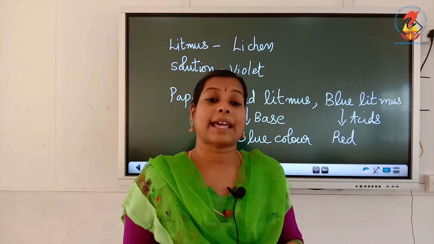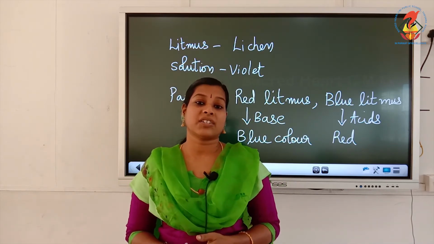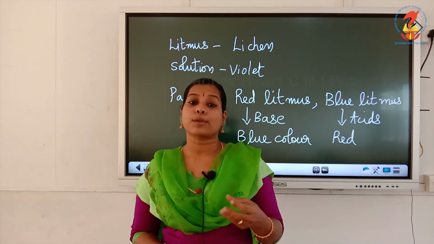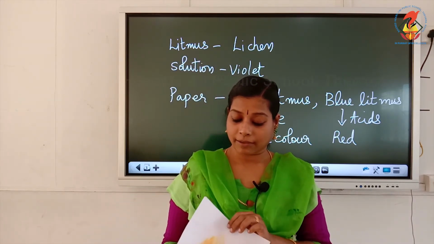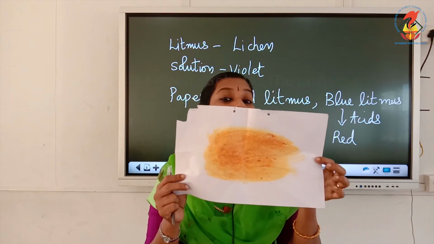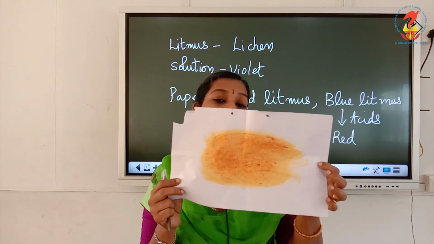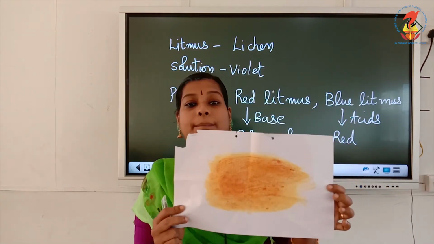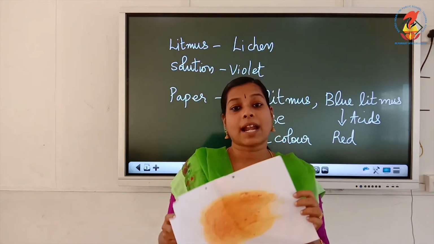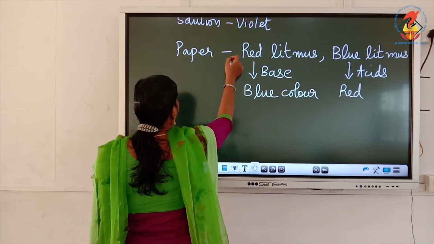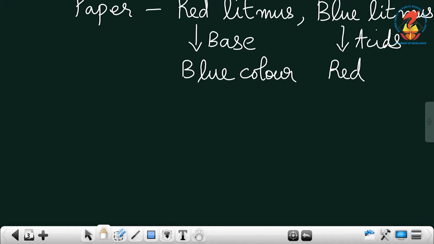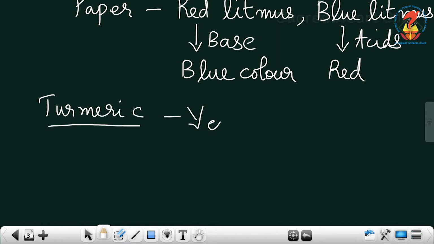The turmeric is used in our dishes; we are using the turmeric powder. So this is a paper on which I have applied a turmeric paste. I have made a turmeric paste and applied it on this paper. So what is the color of this turmeric? Yes, turmeric is a natural indicator and the color of turmeric is yellow. Turmeric is a yellow colored material.